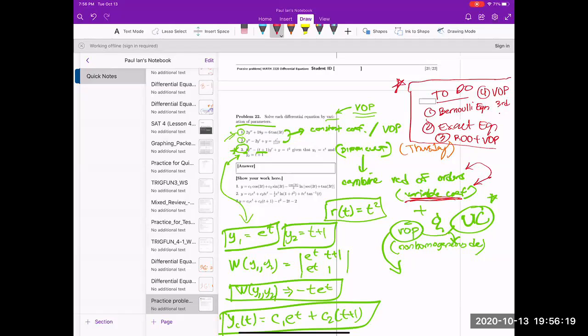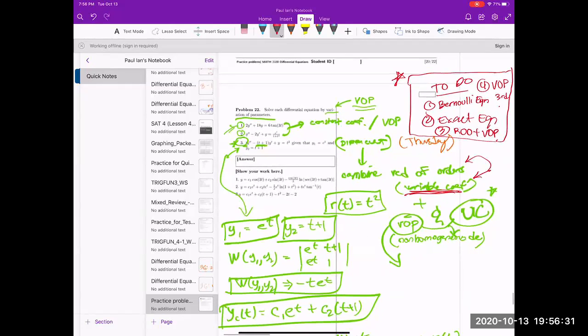The Bernoulli and classifications, and maybe this hard one, the reduction of order plus the VOP. Sounds good. I have other things to do, but please definitely send me what you want me to cover more besides these four things on Thursday.